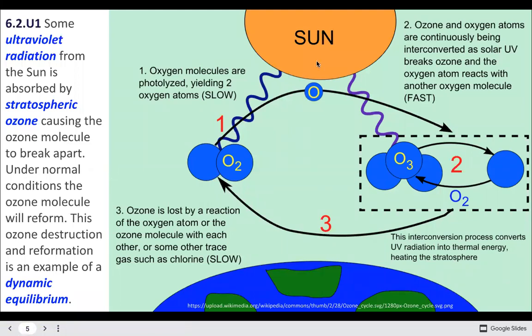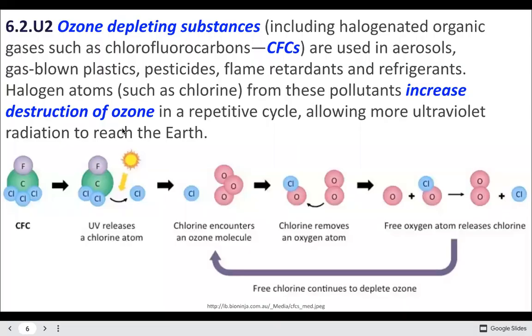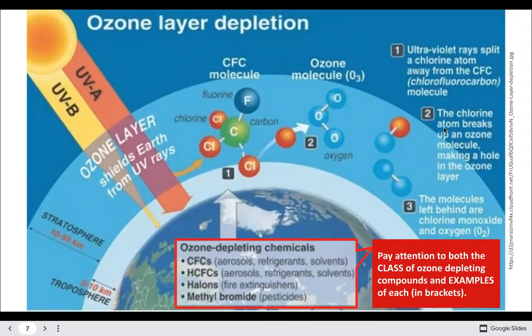So some of the ultraviolet radiation from the sun is absorbed by the ozone, causing the molecule to break apart and then actually reform under normal conditions. This is the dynamic equilibrium, right? It's being created and it's being destroyed at the same time, but things are all good because there's eventually some sort of balance in there. Ozone depleting substances prevent that. And they increase the destruction of ozone, which then causes more ultraviolet light to pass through and then has all those negative health effects on critters and other living organisms too.